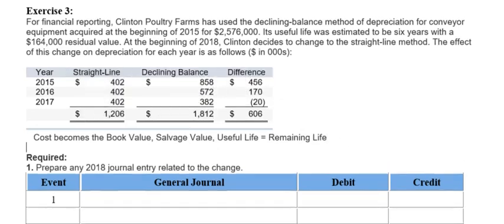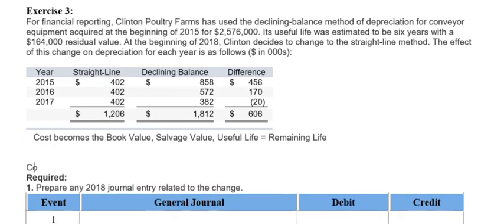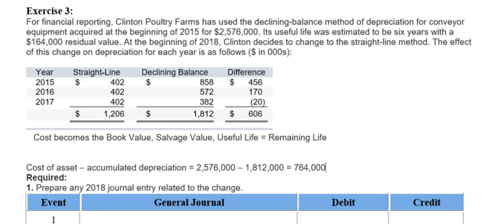So let's start by finding the book value. Well, to find the book value, we're going to take the cost of the asset minus the accumulated depreciation to date. And that gives us the book value of the asset. So for this one, the cost of the asset, it told us was $2,576,000. We're going to subtract from that $1,812,000. And that's going to give us $764,000. That's the undepreciated balance. Okay? In other words, that's the book value at this time before we do this change.